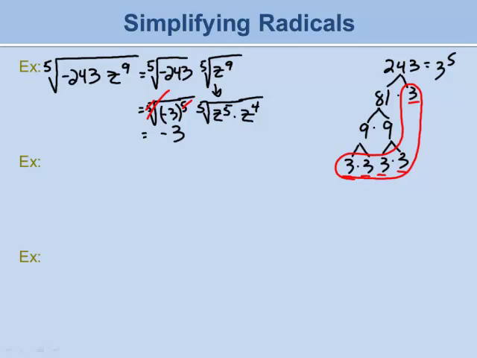So now we've got the 5th root of z to the 5th times the 5th root of z to the 4th. Our 5's cancel here and our radical sign goes. And our final answer is negative 3z, because we pulled out this z, times the 5th root of z to the 4th.